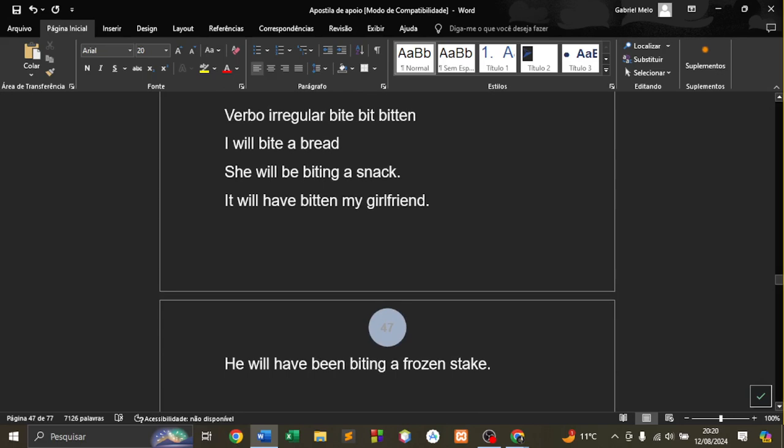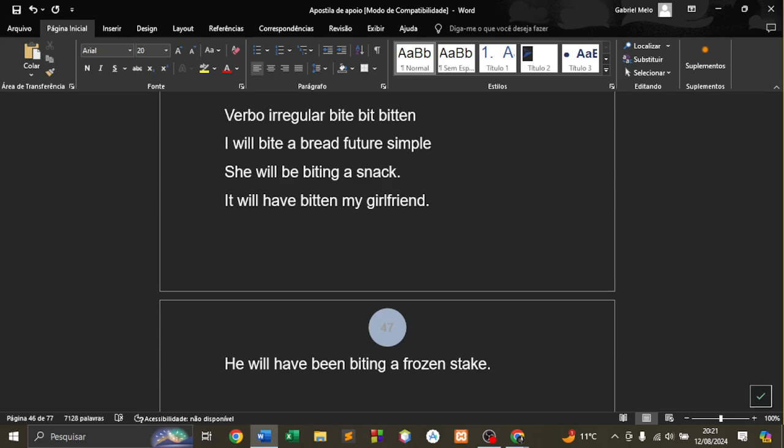Irregular verb to bite. To bite. I will bite a bread. I'll bite a bread. It doesn't change its future. Future? It's future simple. Future simple. Exactly.